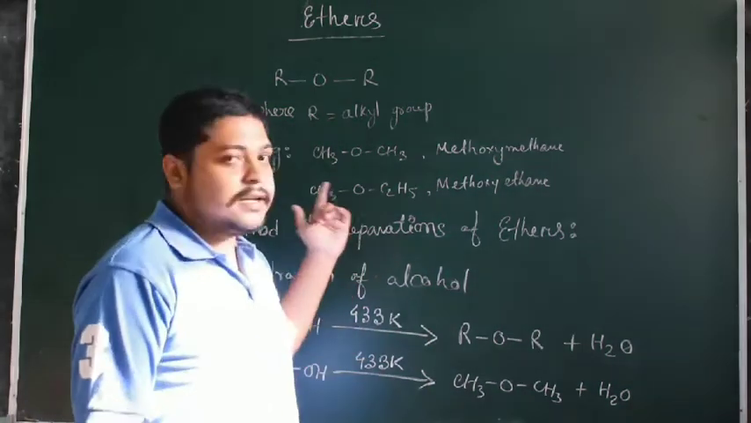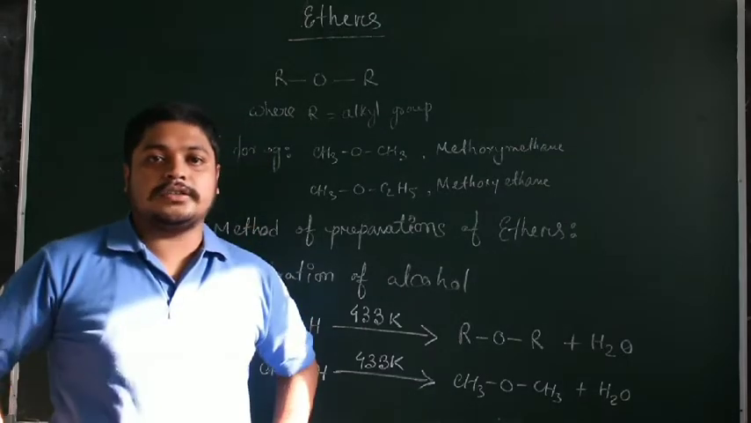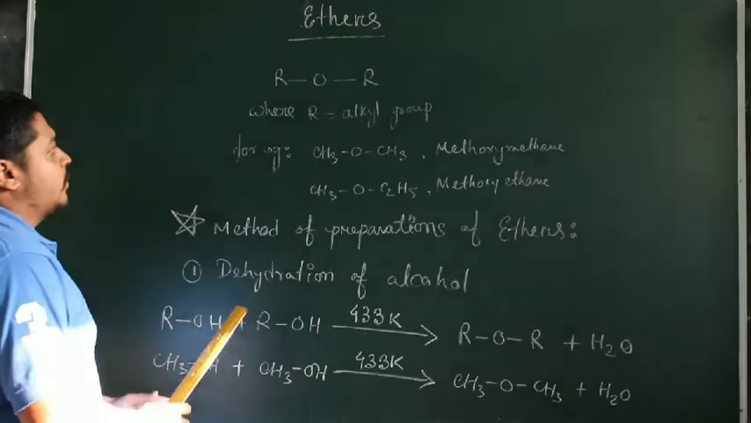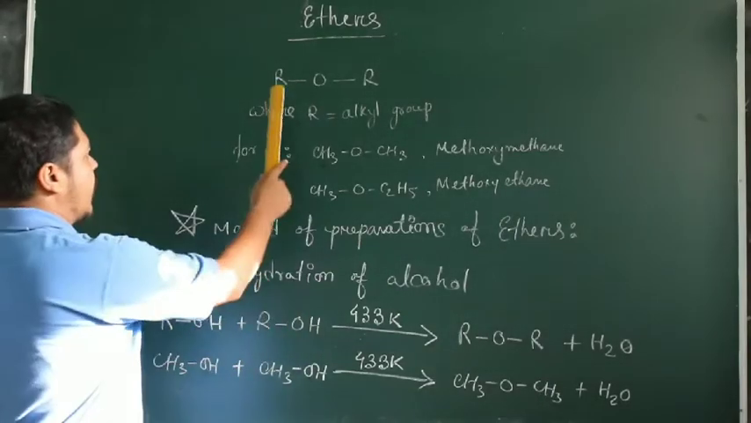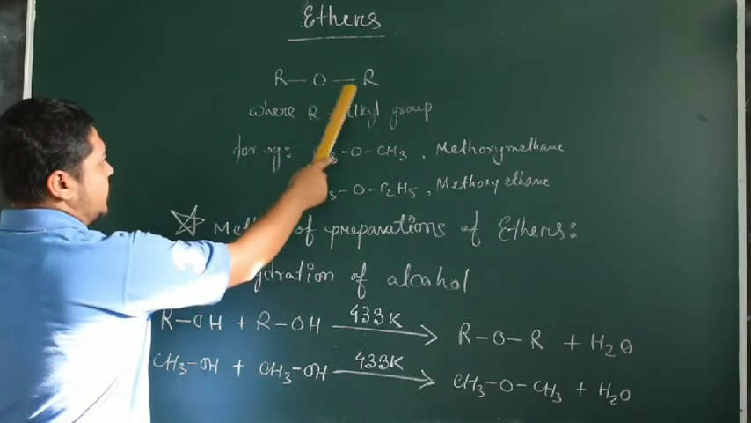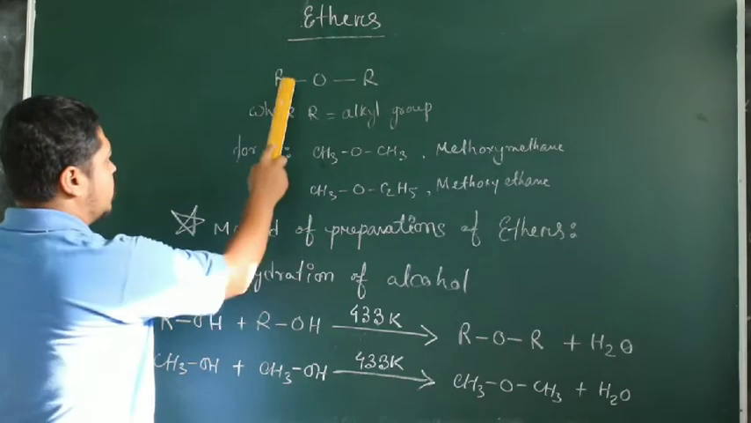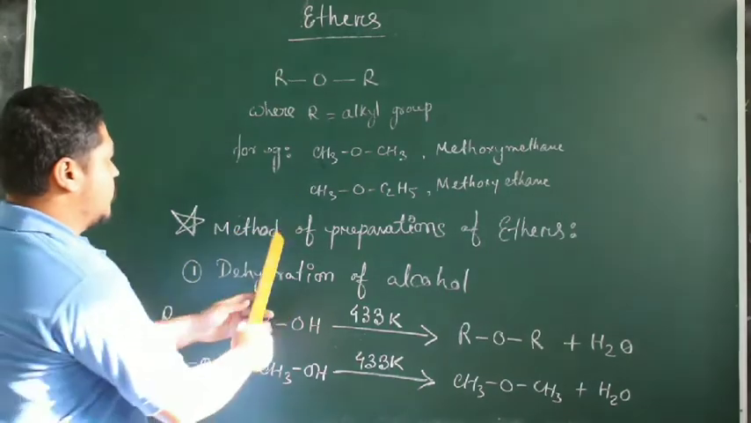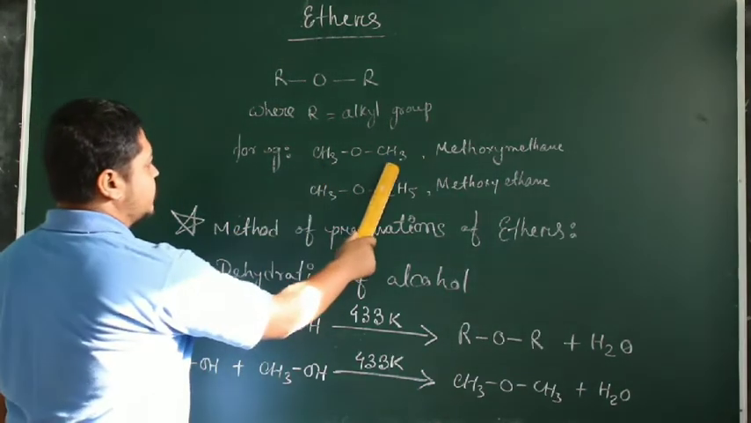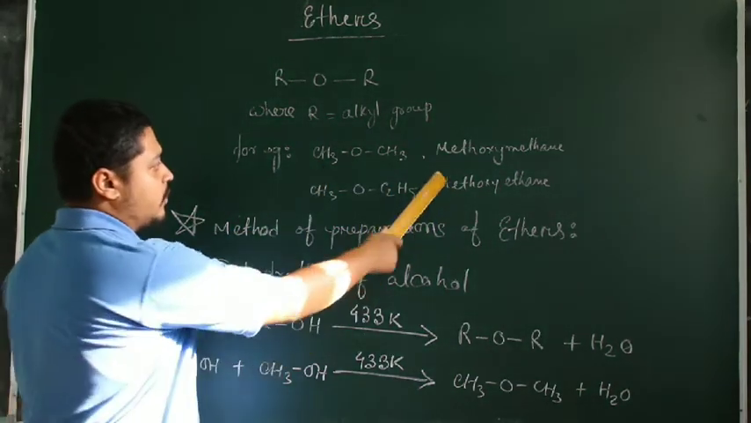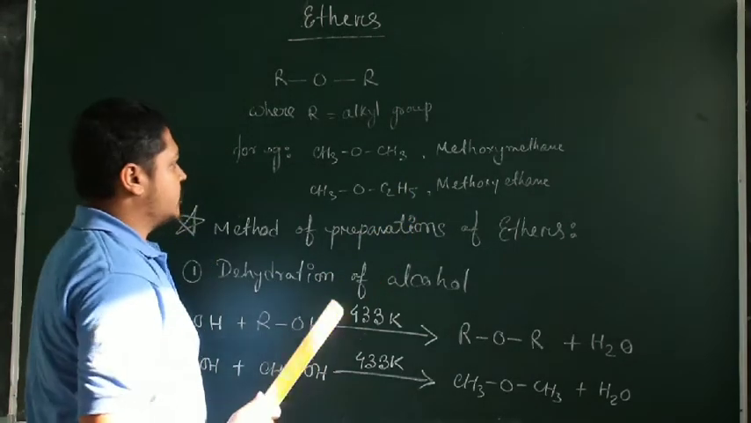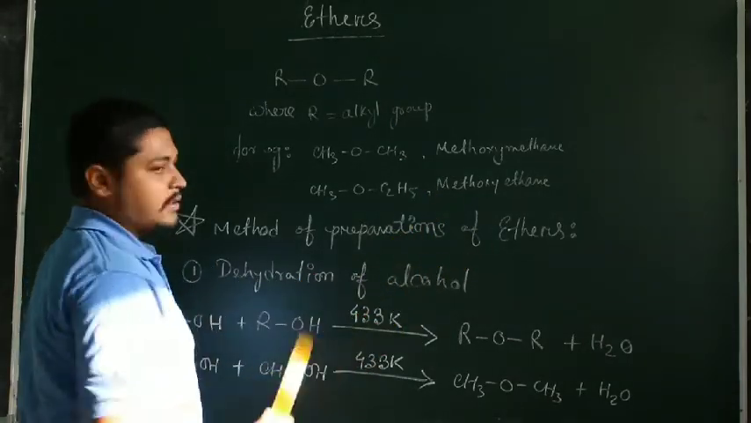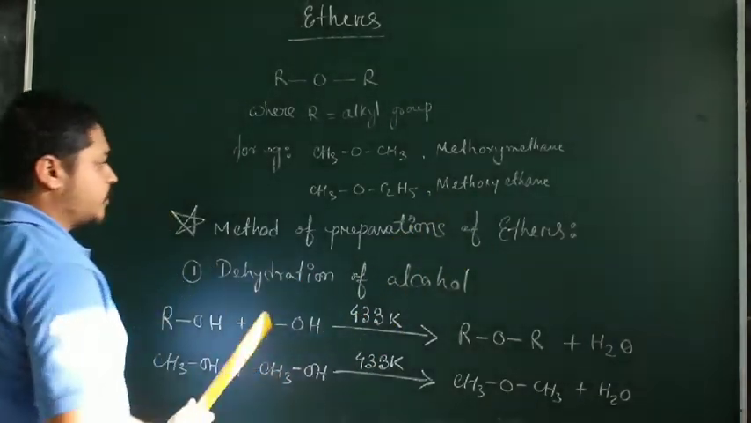Now, this is the last portion of the alcohol, phenols, and ethers chapter, and this is ethers. We already know what ethers are. ROR has a carbon, oxygen, and carbon group, where R is an alkyl group. For example, CH3OCH3 is methoxymethane. We already know the nomenclature process for ethers, and CH3OC2H5 is methoxyethane.